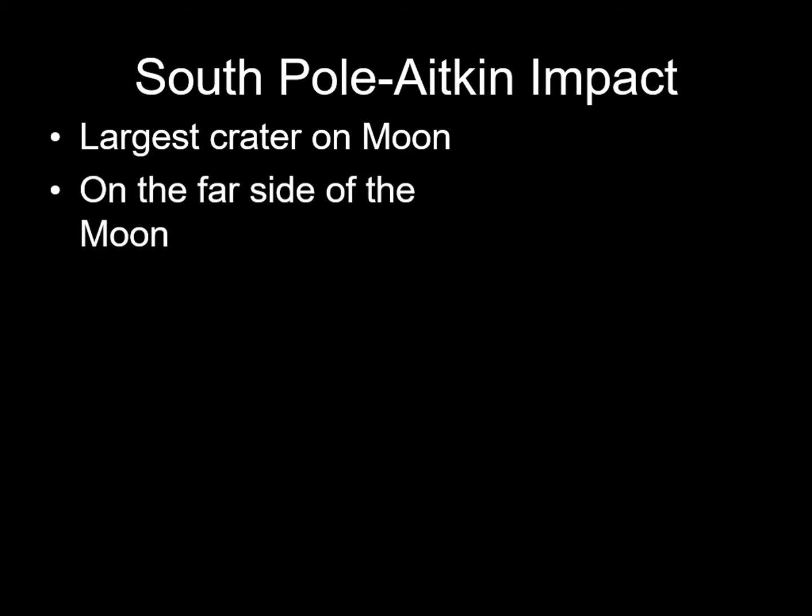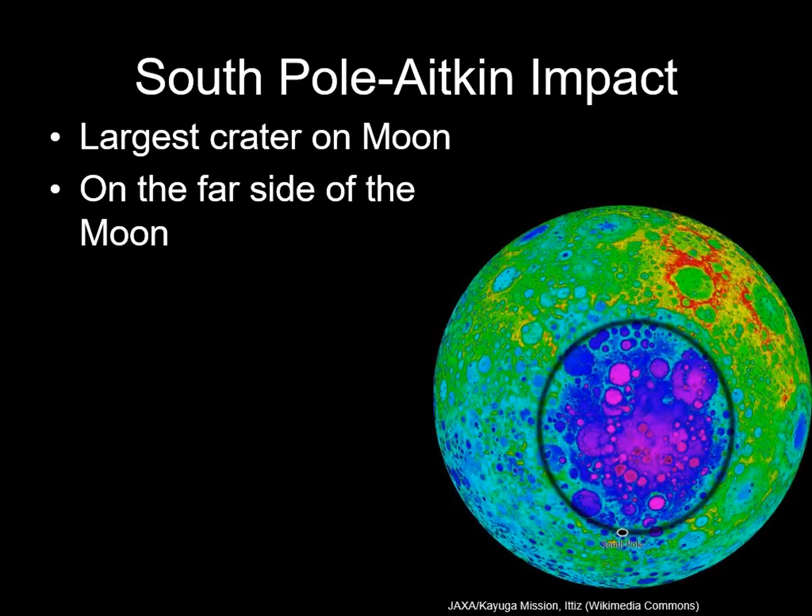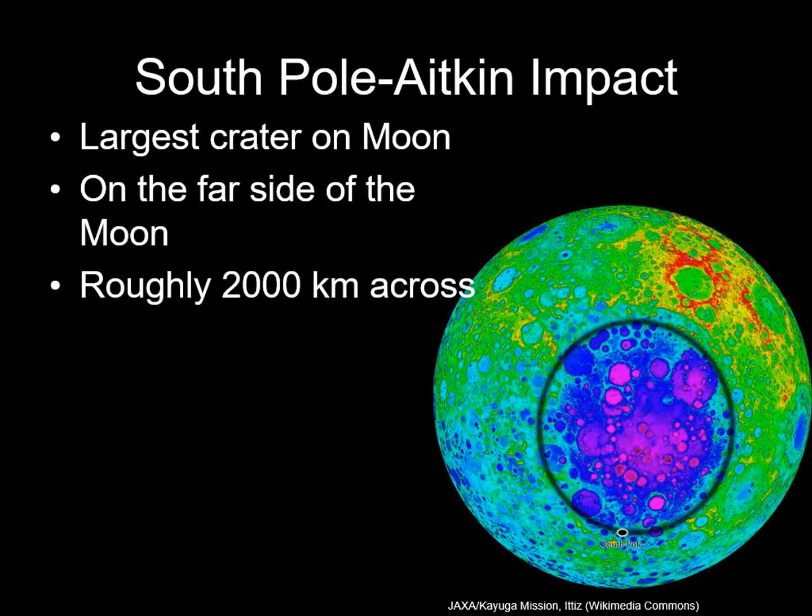The largest impact structure on the moon is the South Pole-Aitken impact basin. This impact happened on the far side of the moon, in the area that includes the South Polar region. The South Pole-Aitken basin wasn't discovered until detailed maps of the moon's topography were done. This topographic map shows the large, deep basin caused by the impact. This basin is roughly 2,000 kilometers across and must have happened very early in the moon's history, since it has been completely covered in later, smaller impacts.